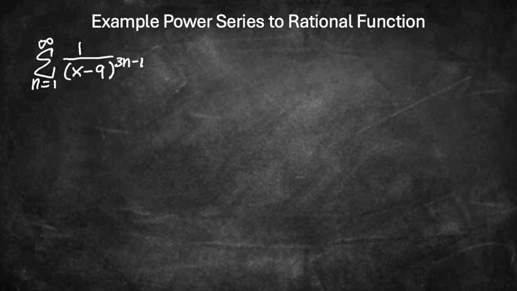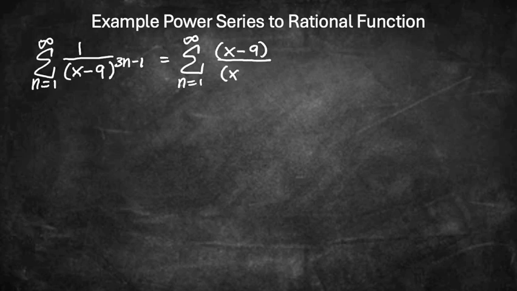So let's do some rearranging with this series. I am going to use the rules of exponents to rewrite the denominator. I'm going to rewrite the denominator as x minus 9 to the power of 3n times x minus 9 to the power of negative 1. And because I have an x minus 9 raised to the power of negative 1 in the denominator, I can rewrite that with a positive 1 exponent if I put that x minus 9 in the numerator.